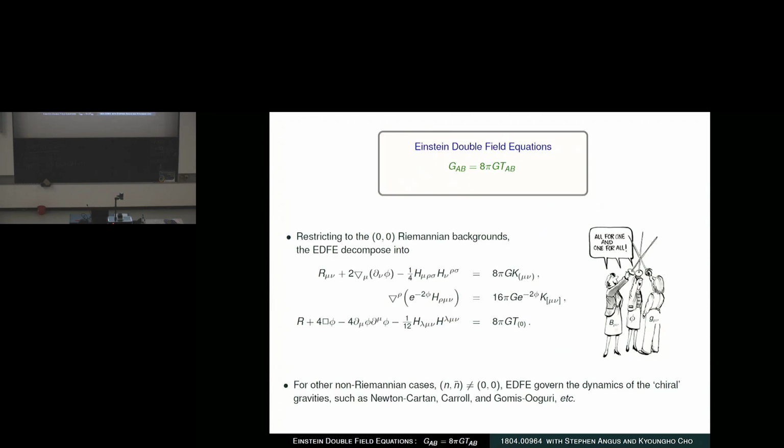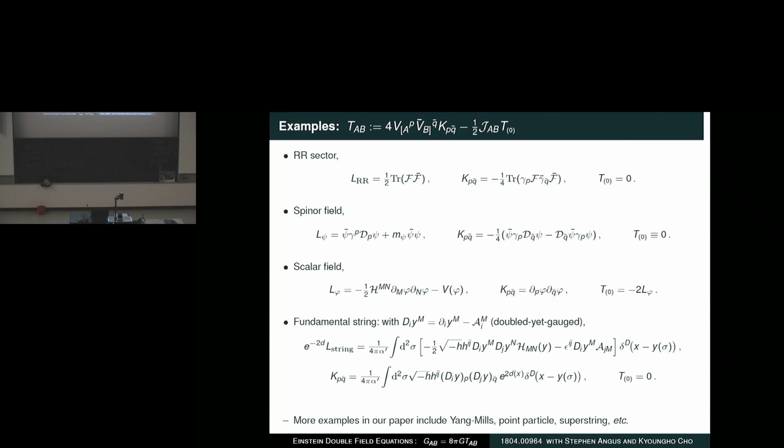So, to illustrate, if we restrict to the (0,0) Riemannian background, this single equation decomposes into these three equations. One is the equation of motion for the metric, B field, and then dilaton. And for other non-Riemannian cases, the equation should also describe the dynamics of the chiral gravities I mentioned earlier. There are some examples for each case, but I will skip this and let me conclude.